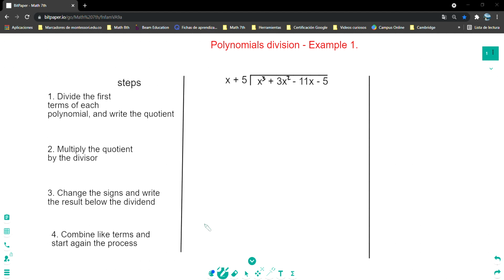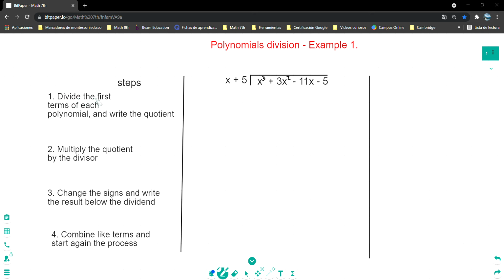Polynomial division. All right. So guys, we are going to divide the following expression. Here we have x to the power of 3 plus 3x squared minus 11x minus 5, divided by x plus 5. Okay guys, so let's remember the process that we are going to follow here.